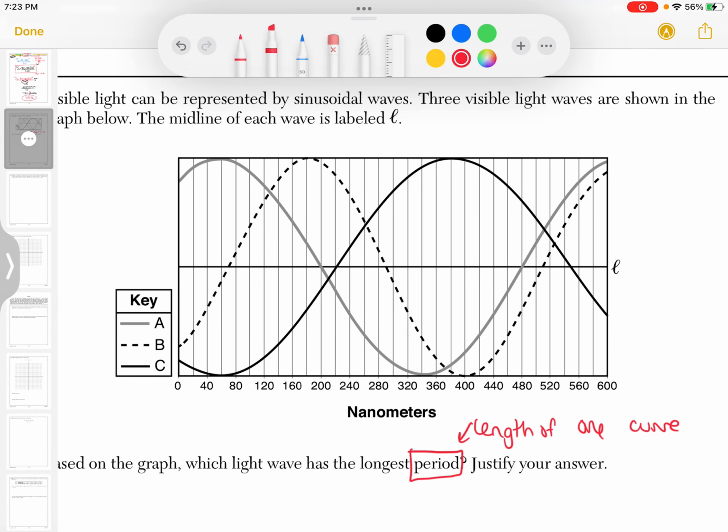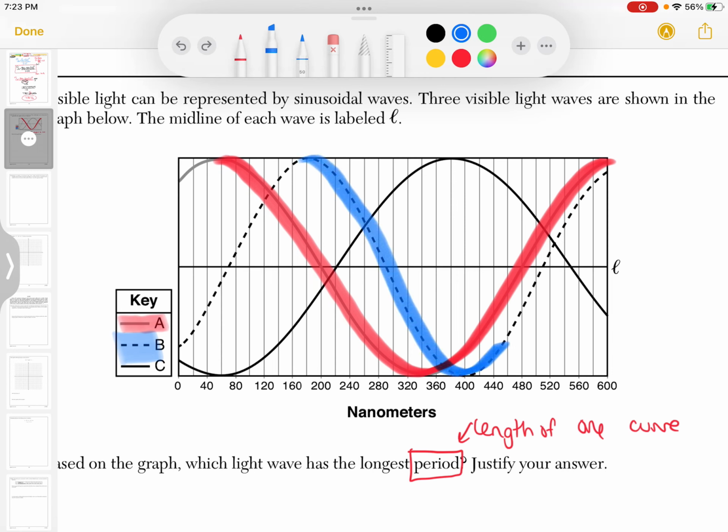It's kind of hard to see. I think I'm going to color code these. So A is that gray looking line. So one full curve of the gray would start right here. It would go down and then comes back up. That is one full curve for A. B, if I trace one full curve, we'll do it from up here. It goes like this, one full curve, boom, just like that. And then green is that last one, the solid black line.